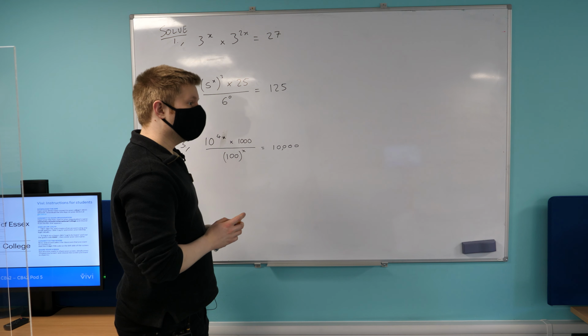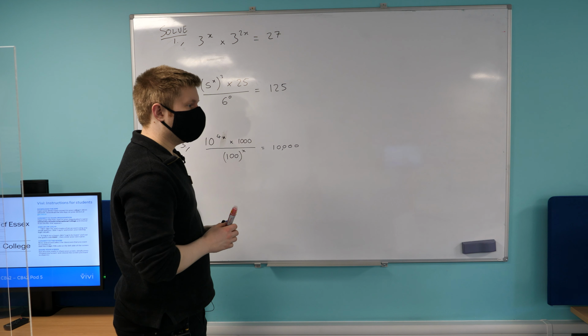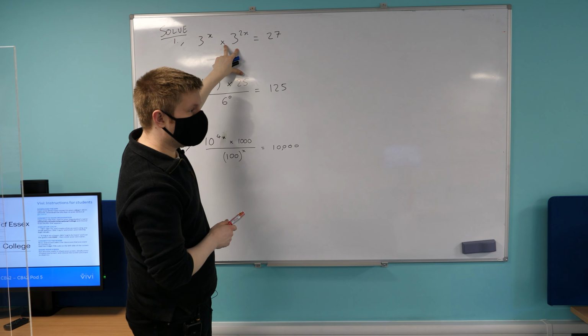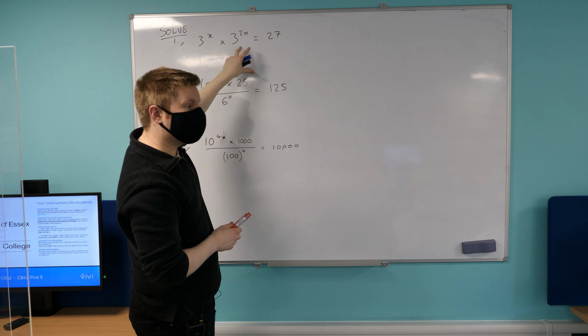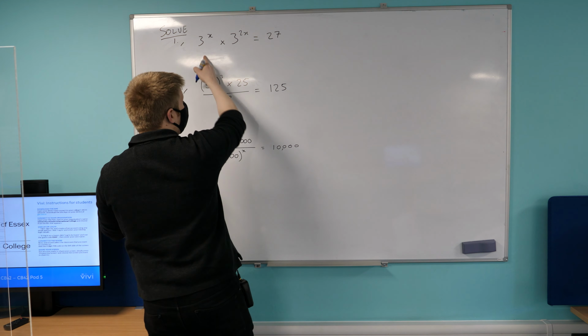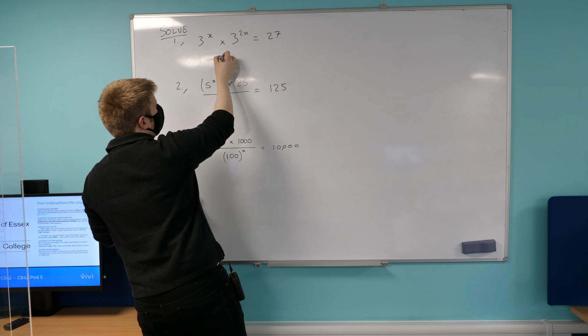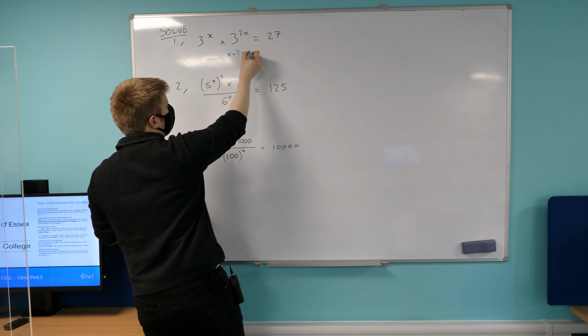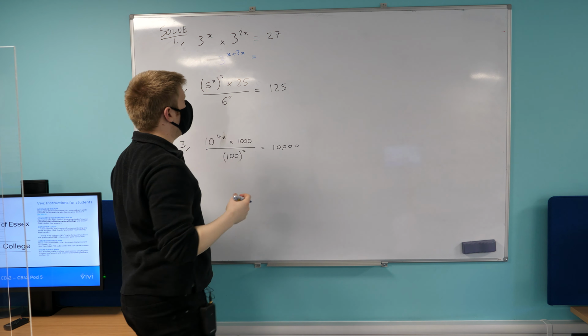Because if we multiply, we have to add them. Good. So you're multiplying two things with the same base, which means you have to add the powers. Okay, so I agree with that. So the left-hand side should be 3 to the power of those two things added. And you've got 27 over on the right-hand side.